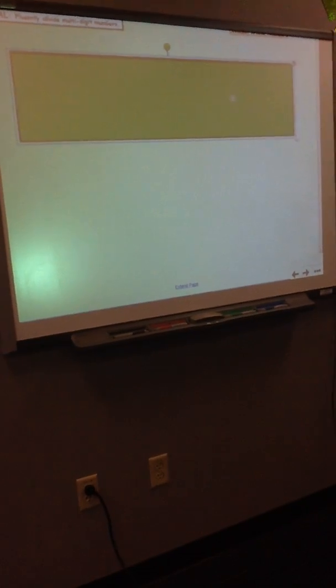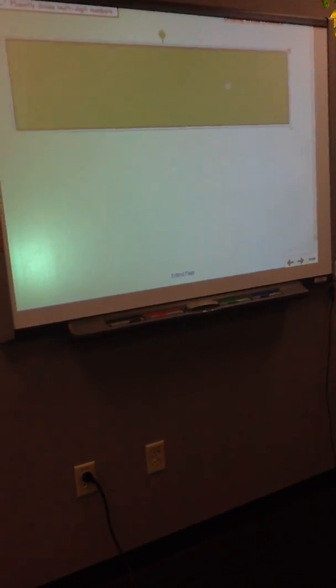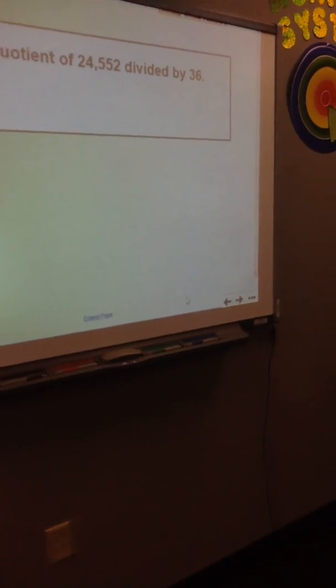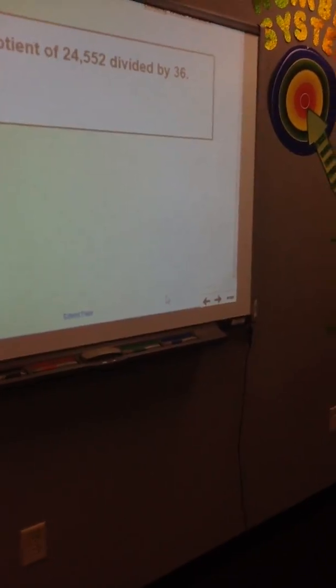All right, next. Team inequality looks ready. Guys, get ready. All right, here's your next question. Find the quotient of 24,552 divided by 36. Use your estimation skills.